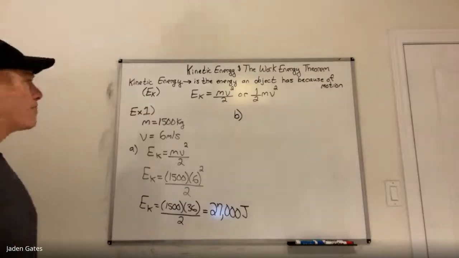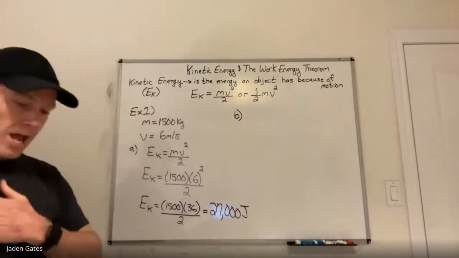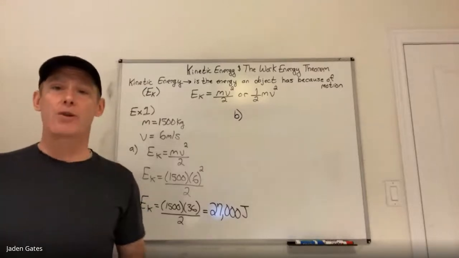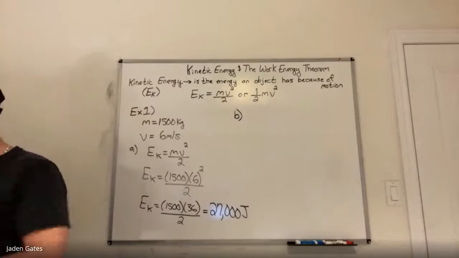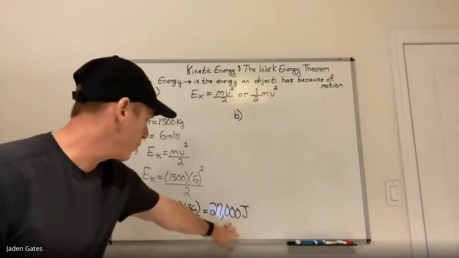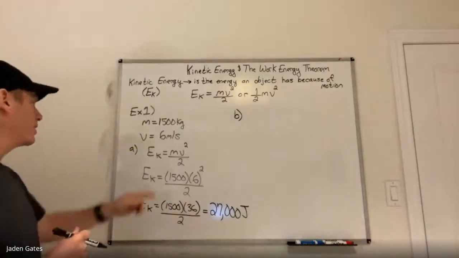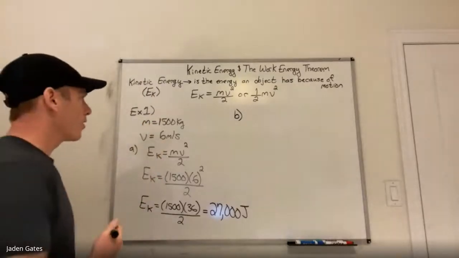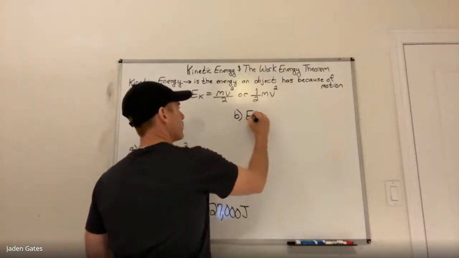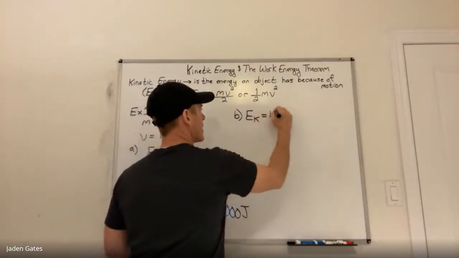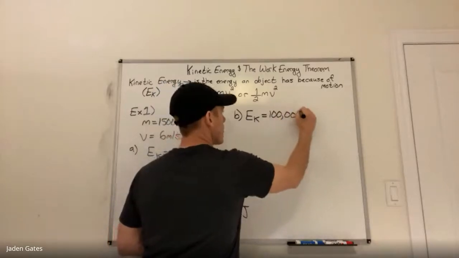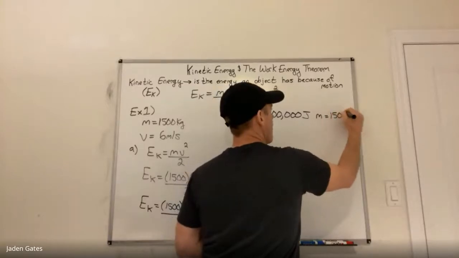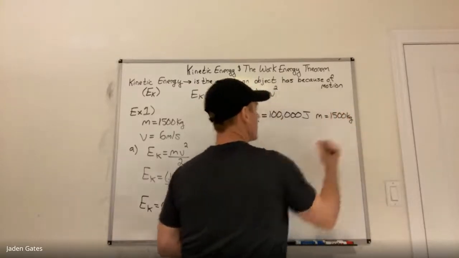All right, now we get to part B, same whale. How fast would the whale be swimming if it had 100,000 joules of kinetic energy? Because we know with 27,000 joules of energy, it's going 6 meters per second, so obviously it's going to be going quicker. In this case, it's the same whale, but now our kinetic energy is 100,000 joules. The mass of the whale has not changed. It is still 1,500 kilograms.